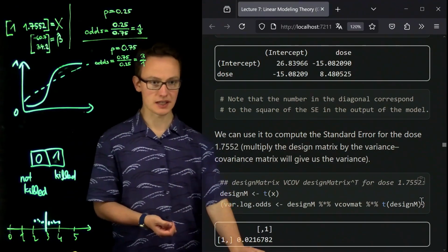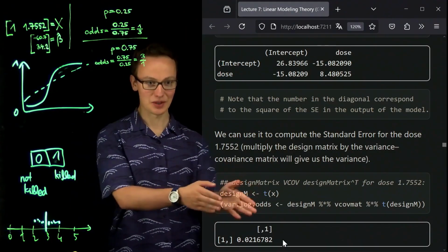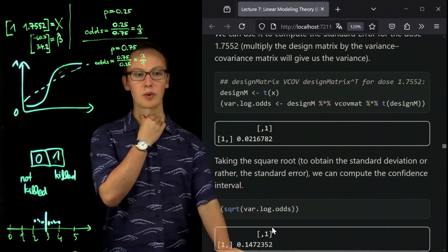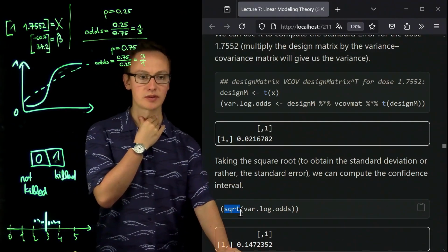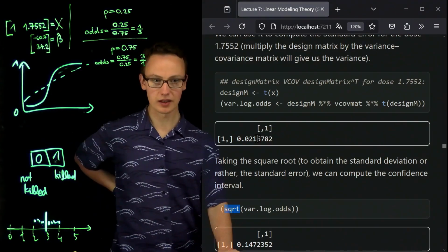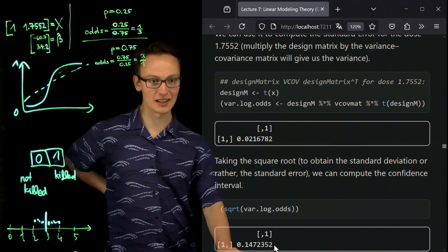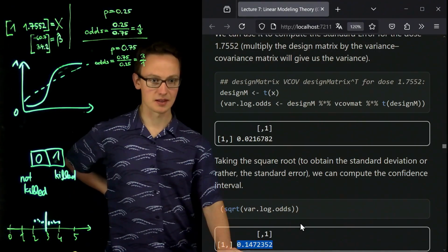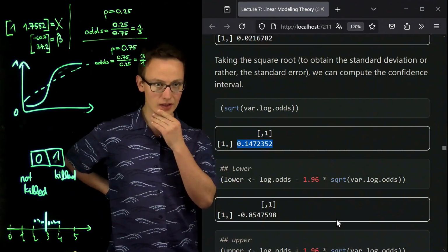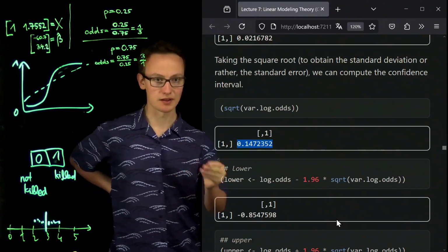Okay, so the standard error we're looking for is basically in the result, only that here we have the square of the standard error. So as a next step, we might want to compute the square root of this result here, of the 0.0216, and what we will then get is indeed the standard error for this estimate, okay? So based on the standard error, we can now compute the boundaries of our confidence interval.